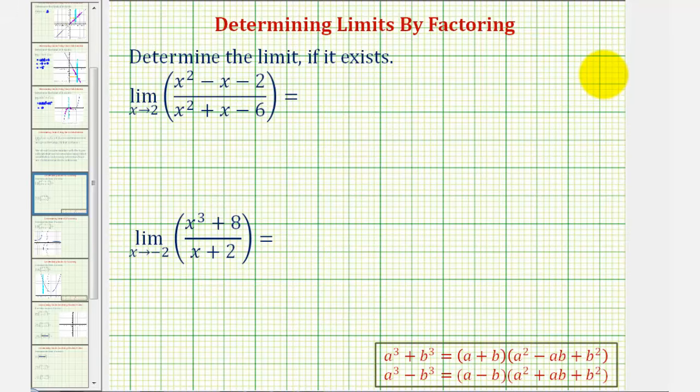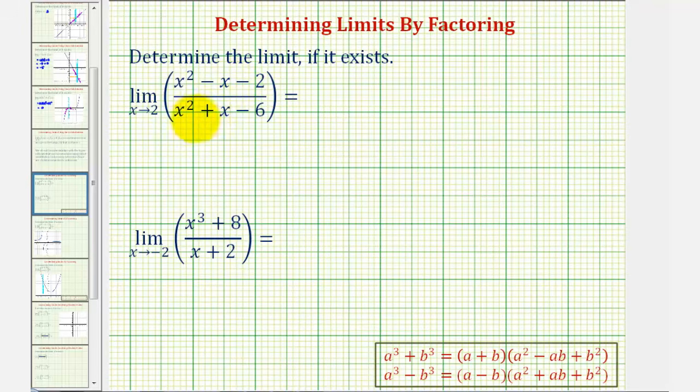Now we'll look at two examples to show how factoring can be helpful when determining limits. Notice in both cases, we have the limits of rational functions. First, we have the limit as x approaches 2 of the quantity x squared minus x minus 2 divided by the quantity x squared plus x minus 6.